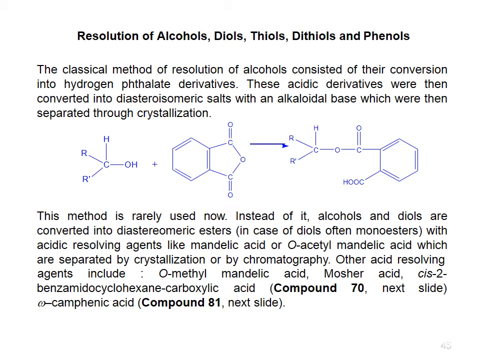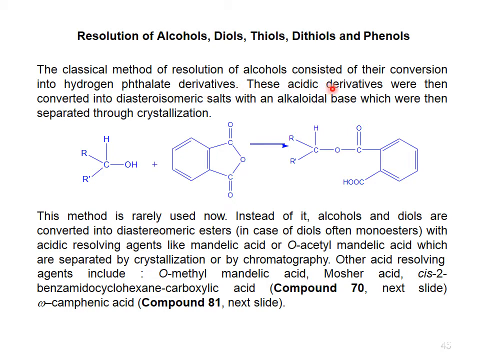Then resolution of alcohols, diols, thiols, dithiols and phenols. The classical methods of resolution of alcohols consisted of their conversion into hydrogen phthalate derivatives. These acidic derivatives were then converted into diastereomeric salts with an alkaloidal base, which were then separated through crystallization.